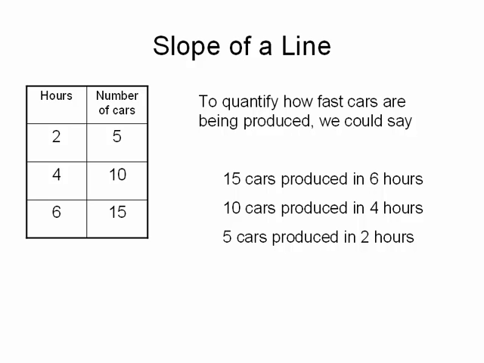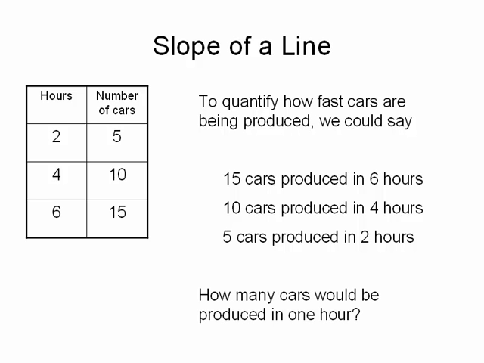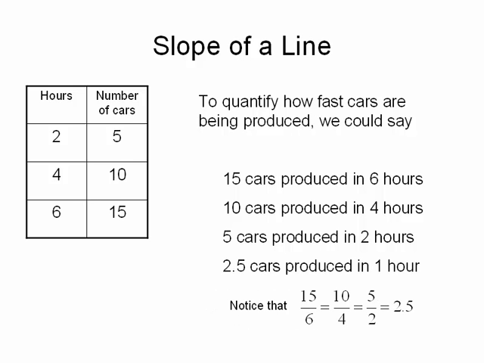What we want to do is quantify how fast cars are being produced. So we could say 15 cars were produced in 6 hours, 10 cars were produced in 4 hours, or 5 cars were produced in 2 hours. You'll probably notice that there's a definite pattern here. How many cars would be produced in 1 hour? Well, if 5 cars were produced in 2 hours, then in half that time, it would be 2.5 cars. Notice that if we take 15/6, or 10/4, or 5 divided by 2, all of these equate to 2.5. So all of the numbers in the statements that I mentioned before can be thought of as 2.5 cars per hour.